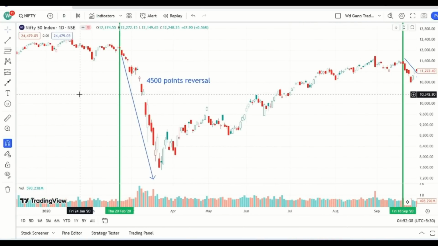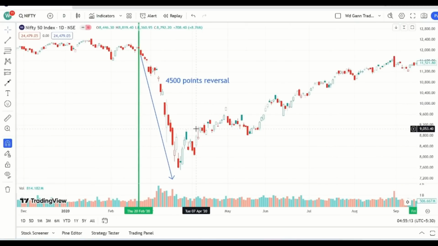Now here you can see that it also caught the Corona crash at the very top and gave 4,500 points, a very good reversal. Exactly after the date of 20 Feb 2020, the market started falling and it gave a very good reversal. So looking at the backtest result, we can say that this strategy is working with very high accuracy on the Nifty chart. So we can use it for the future dates.